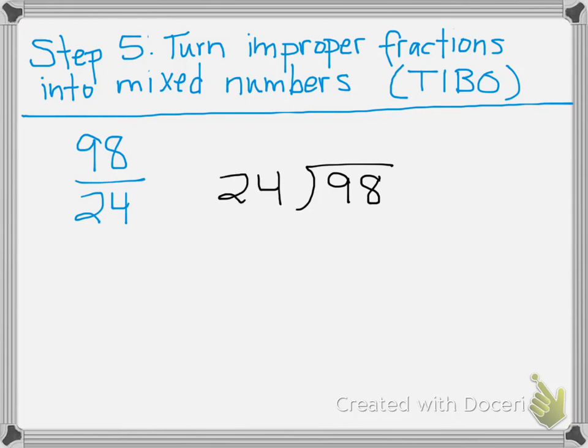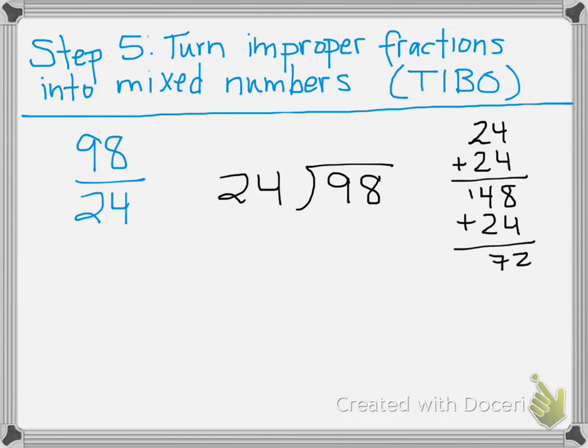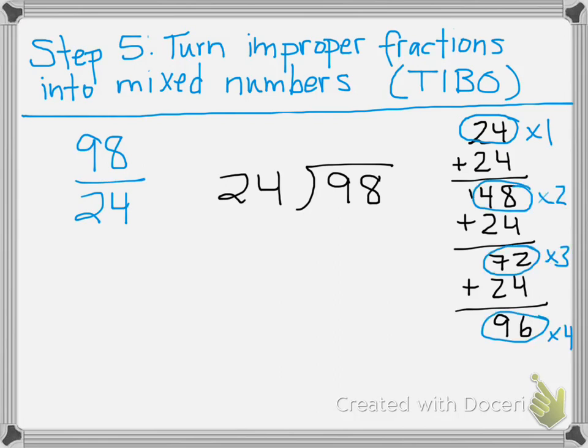24 is not something I have memorized. I'm going to take it out to the side. I'm going to do 24 plus 24 is 48. That's too small. Keep going. 72, too small. Keep going. 96. 96 looks right. So I go back to the top and I remember that that was my times 1, times 2, times 3, times 4. So I know that 96 is 24 times 4. So I'm going to put my place marker there.